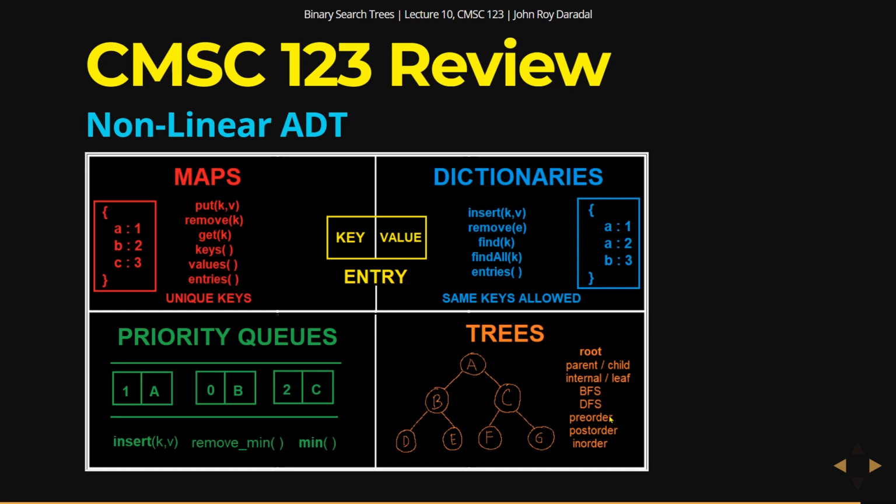So pre-order goes to the root first and then left and then right. For post-order, it's left and right before the root.